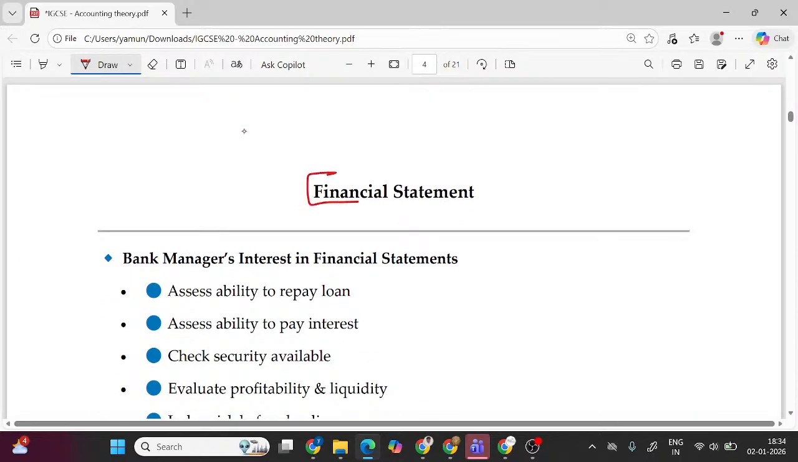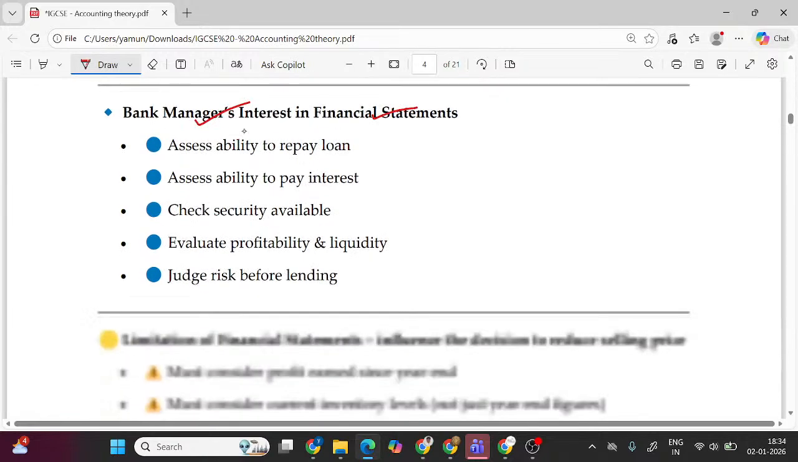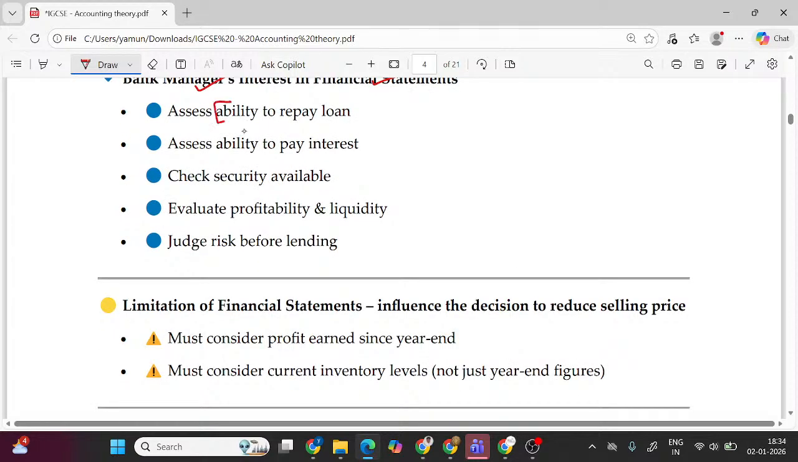Let us go for the third content on financial statement. How the bank managers are interested in financial statement. Already I discussed this more. They'll assess what is your ability to repay the loan. They'll assess what is your ability to pay the interest, whether you can pay it. They'll also check the security available, what are the assets you hold, whether you have any jewels or whatever it is. Evaluate profitability and liquidity and judge risk before lending. Okay. Because it should not become a non-performing asset.